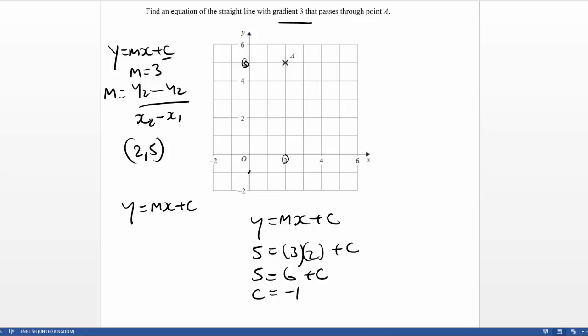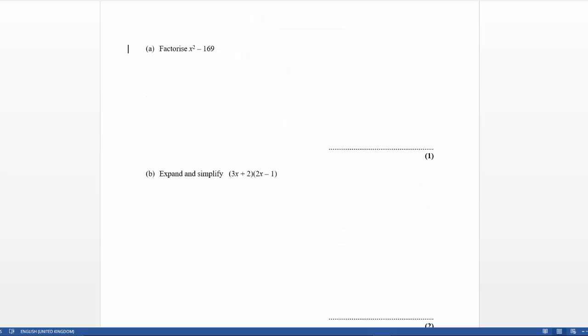So we know it crosses the intercept here. Okay, so let's find the equation. They're not asking us to draw it, they just said find the equation. So we've got y equals the gradient, which is 3x, and our intercept -1. This is the equation of the line that passes through point A.